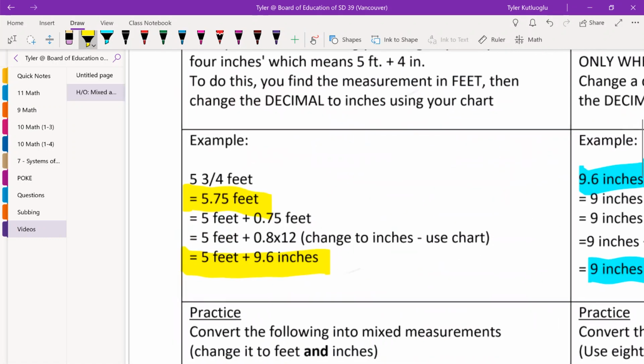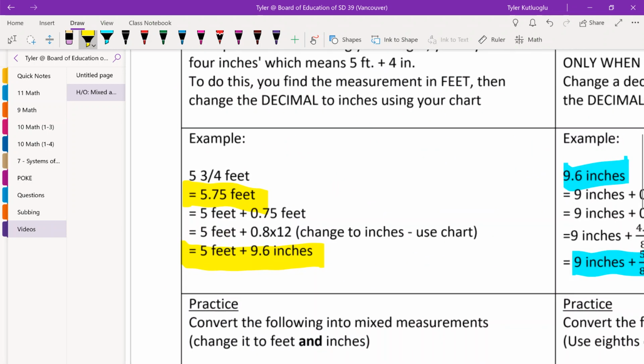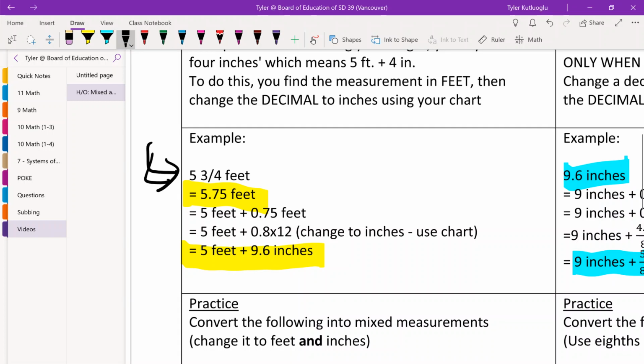I'm going to walk through this example. This is completely your handout, so you can follow along if you want. So let's look at this. Okay, the starting question gave us 5 3/4 feet. What we're going to do right away, we're going to turn that into a decimal, because working with decimals is so much easier. So I do 3 divided by 4 equals 0.75. So that means I have 5.75 feet.